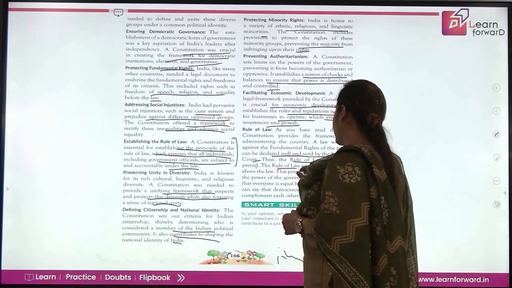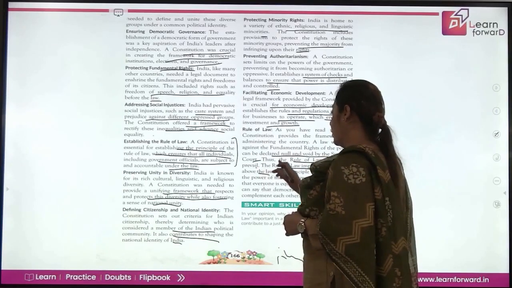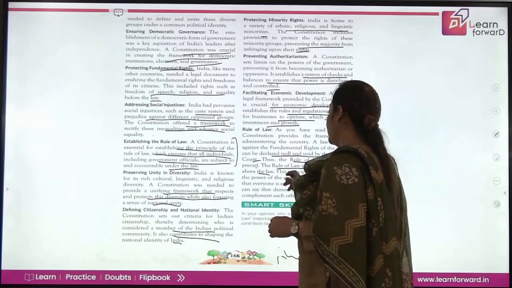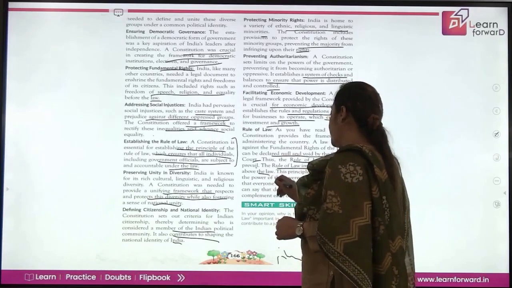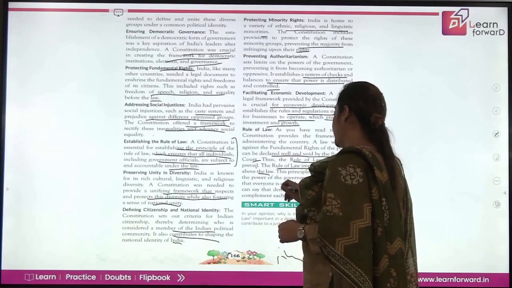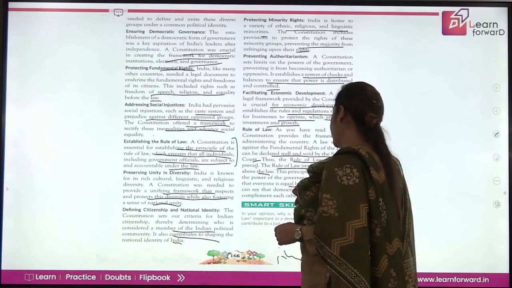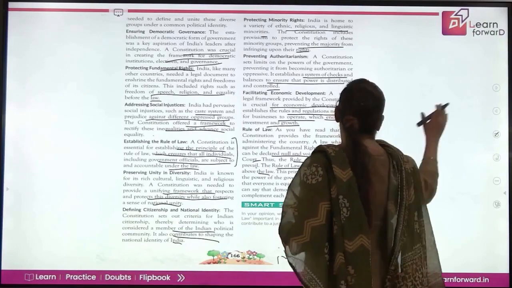रूल ऑफ लॉ क्या कहता है? It implies that no one is above the law. हर एक इंसान लॉ के अंडर ही रहेगा. This principle not only regulates the power of the government but also stresses that everyone is equal before the law. Thus, we can say that democracy and the rule of law complement each other.